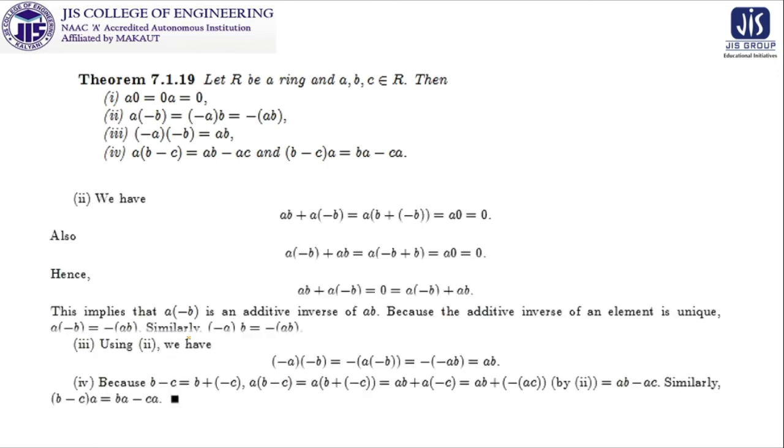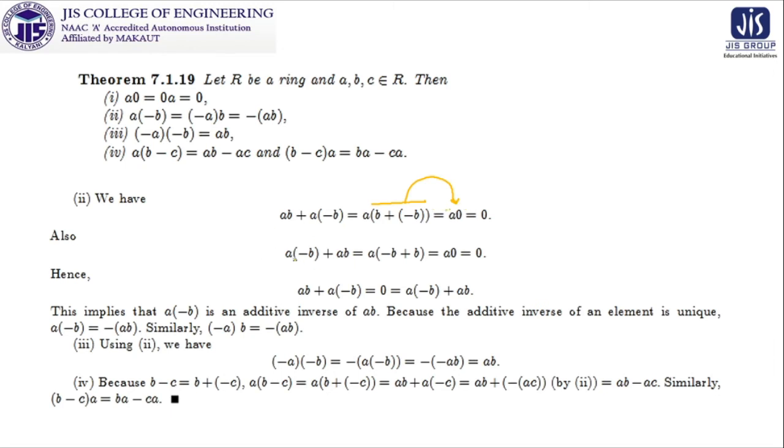Now for the second property, third property and fourth property, we are going to use some similar techniques. So for the second problem, we have AB plus A of minus B is equal to, you can take A as common part, so B plus of minus B, and as we know B plus minus B will be 0, so we can write 0 over here. So we get A0 equal to 0. So if you get AB plus A of minus B is equal to 0, then A of minus B is nothing but minus of AB.